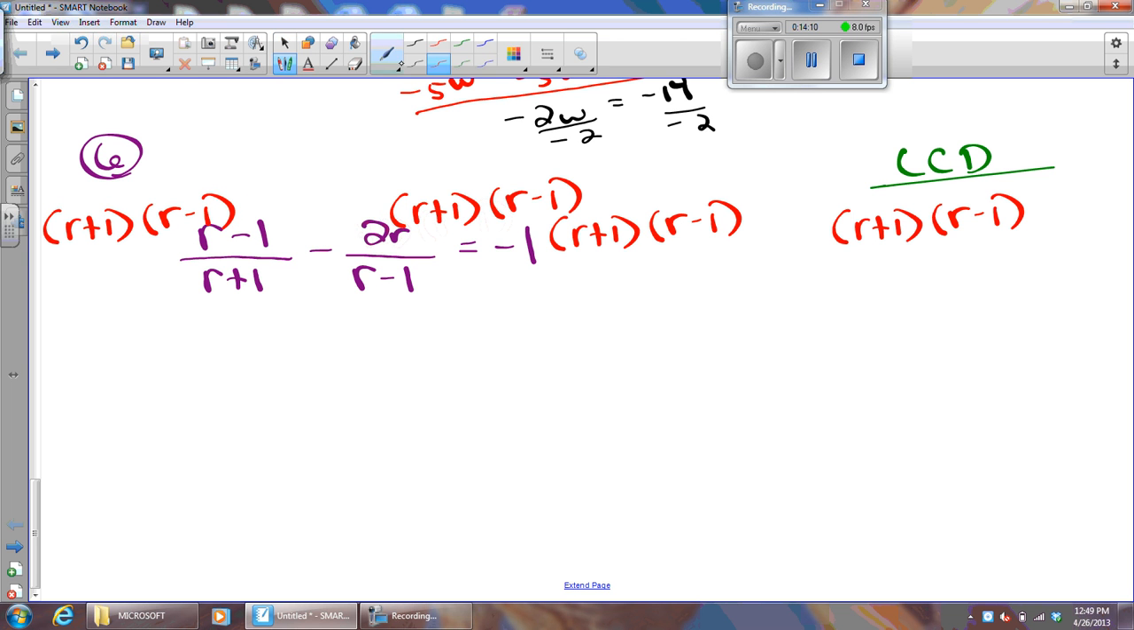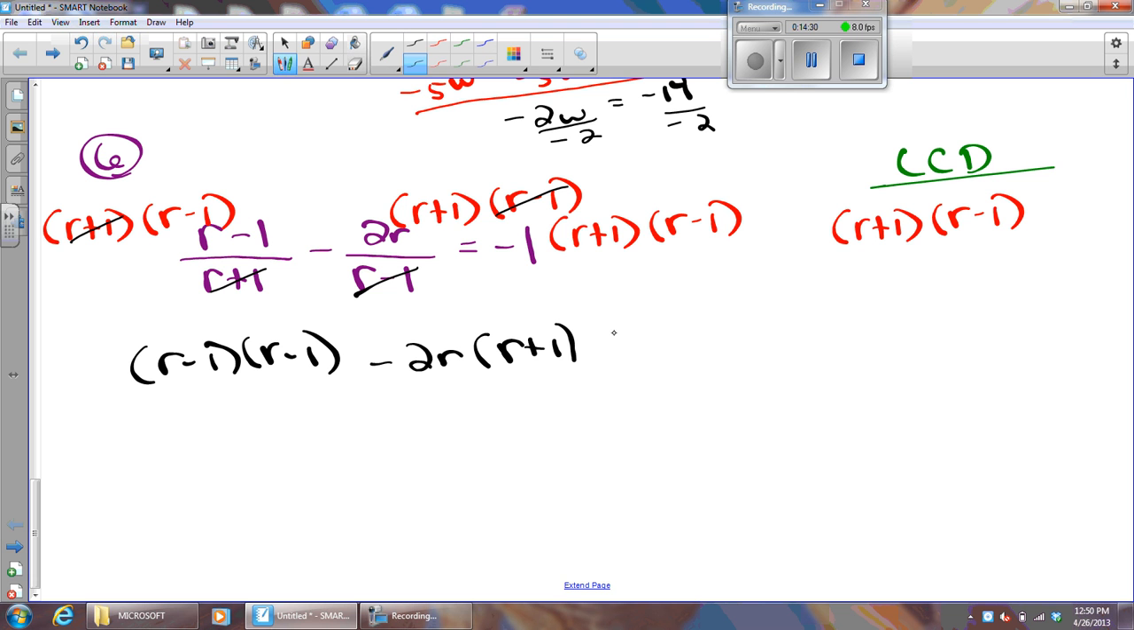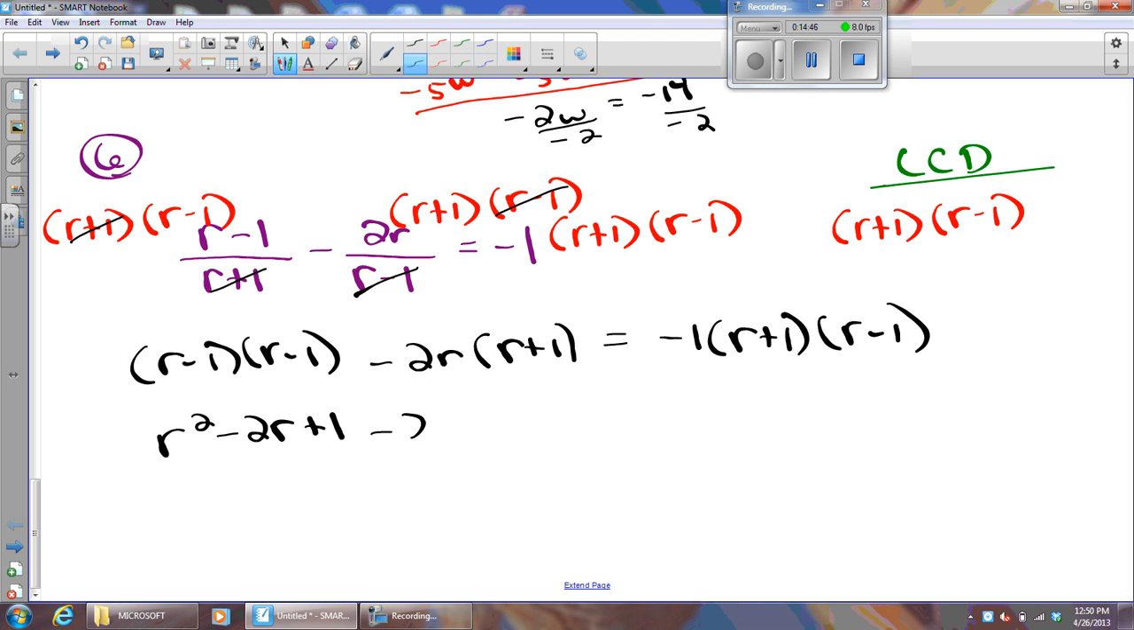So, in this first one, the r plus 1 and the r plus 1 will cancel, leaving me an r minus 1 times an r minus 1. Here, the r minus 1 and r minus 1 will cancel, leaving me with a negative 2r times the quantity of r plus 1. And over here, nothing will cancel, but I do have a negative 1 times an r plus 1 and an r minus 1. All right, I'm going to FOIL this and get r squared minus 2r plus 1. I'm going to distribute here and get negative 2r squared minus 2r.